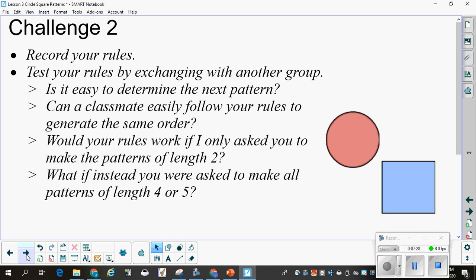Would your rules work if I only asked you to make them the patterns of length 2? In other words, are they general? What if instead you were asked to make all patterns of length 4 or 5? So if you're watching this video, I want you to pause, and if a parent is willing to do it with you, if another friend or family member would try it, see if they can follow your rules, and then figure out what might be wrong with your rules, if anything. Okay? And again, in class, we'll do this either as a whole group or in breakout rooms.